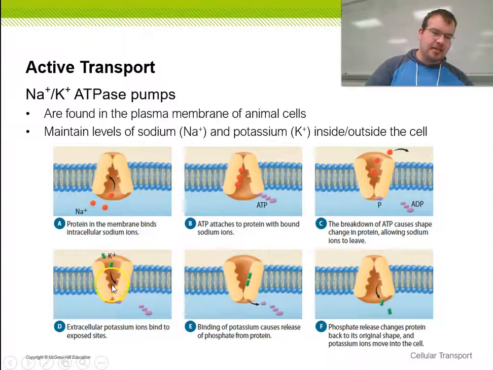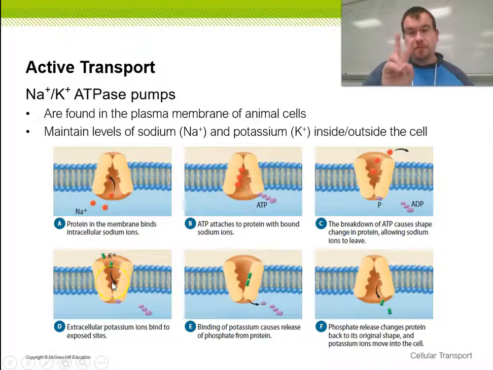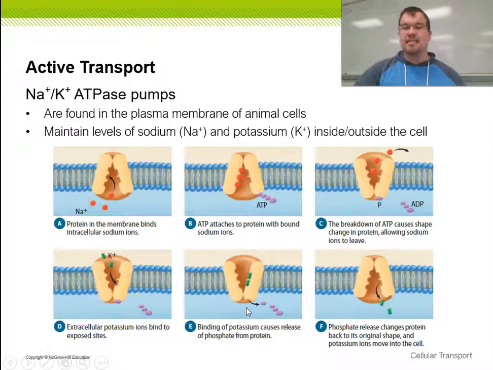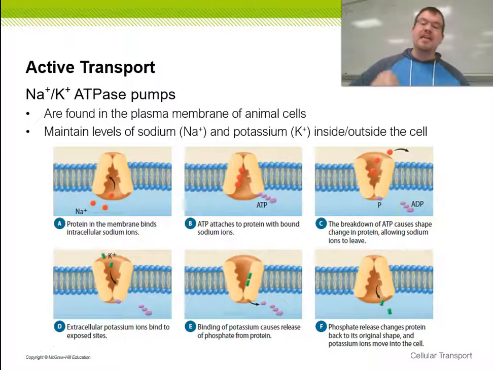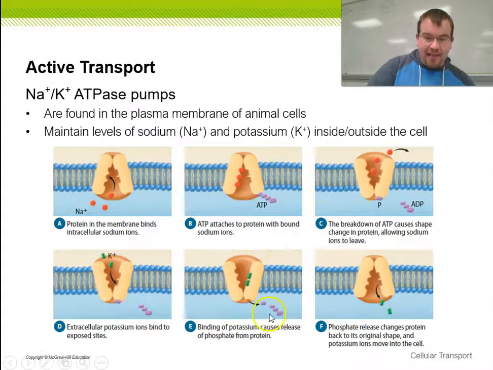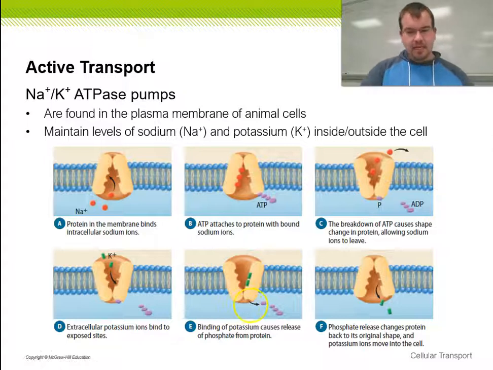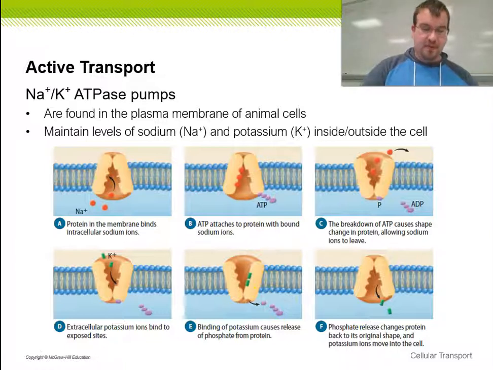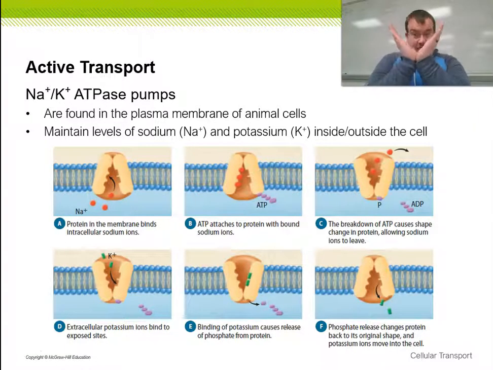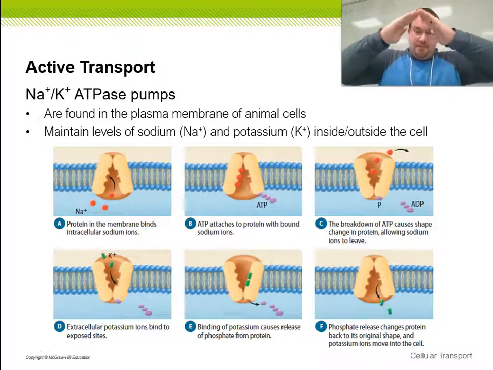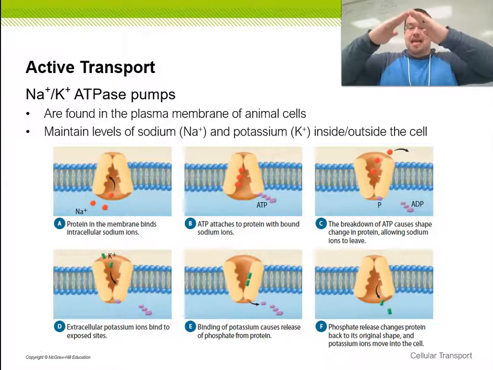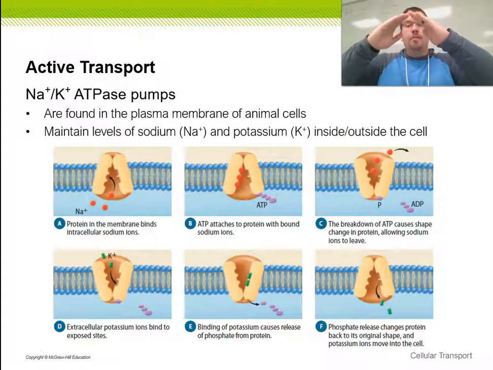So potassium will bond here at these bonding sites. We'll get 2 potassium ions. And then what happens is ADP, adenosine diphosphate, which you see here that came off from the ATP, breaking that bond, comes back. And whenever it comes back, it'll release the phosphate from the protein. And then it'll go from this with the potassium in it, and it'll go back to this and let the potassium inside the cell. Once this takes place, then this pump can do it again.